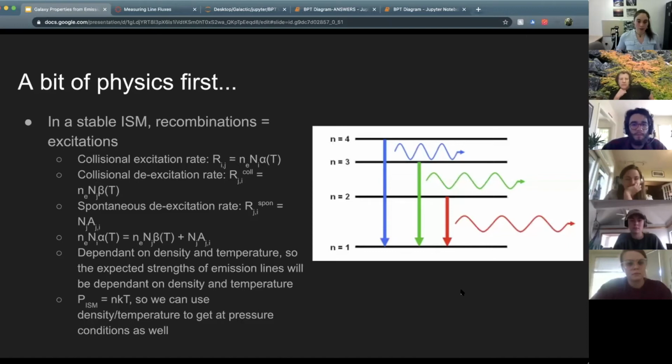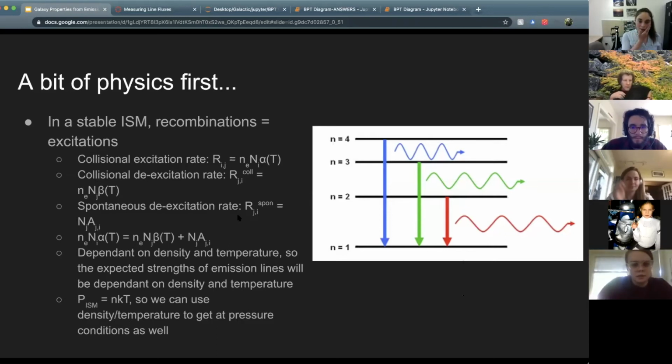Okay, so most of the text here is just words through what I just showed in that derivation. And then again, the ratio of an emission line from an electron in the jth level and an emission line from an electron in the ith level is going to be related to the density and temperature of the ISM. Because we can measure temperature by looking at the Doppler broadening of a line, we're going to usually use these ratios of emission lines to get at the density.